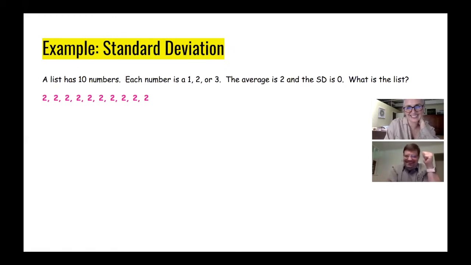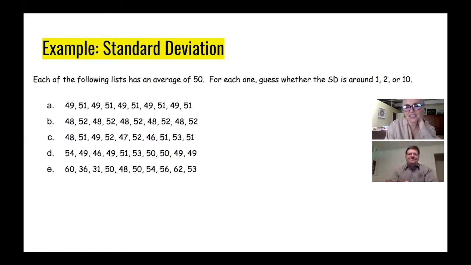Okay, so let's look at these lists, A through E. These are different lists. Each of these lists has a standard deviation of either 1 or approximately 1, 2, or 10. Remember, we're thinking distance from the mean. Maybe you should pause the video at this point and make a guess at what you think the answer is. We're going to let you pause, and then we're going to move forward.